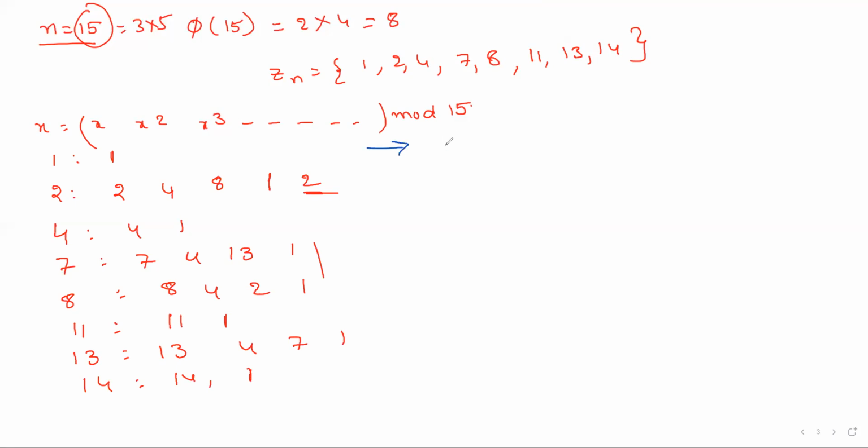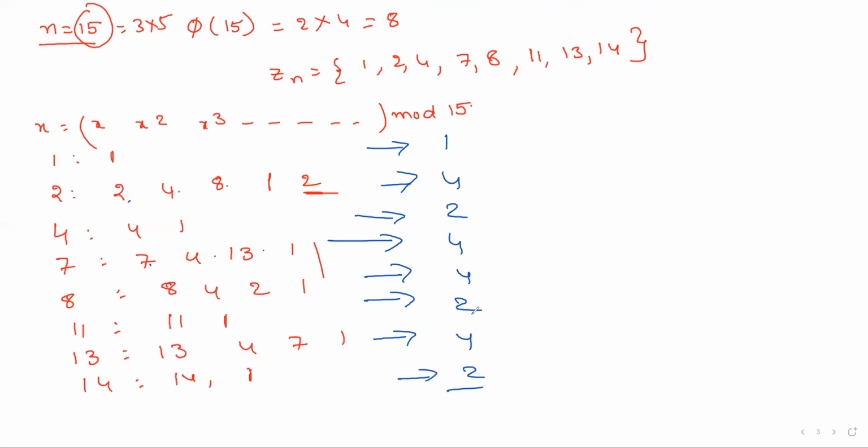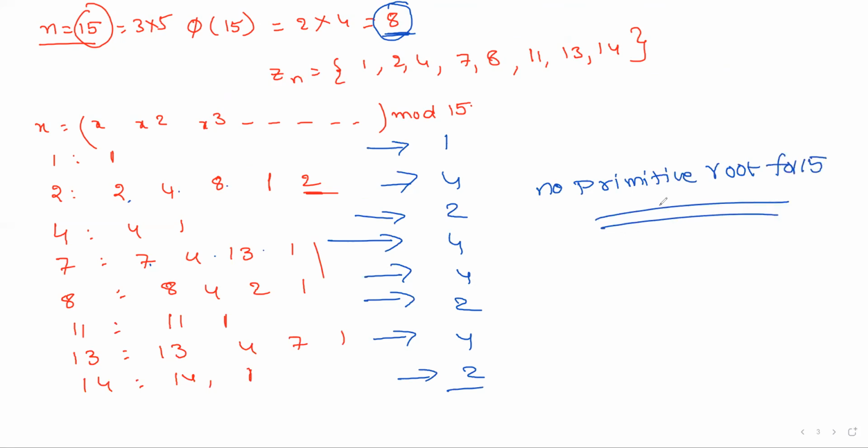Now what is the order? The order is 1. Order is 1, 2, 3, 4. Only distinct element order. The order is 2. This one 1, 2, 3, 4. This is 4. This is 2. This is 4. And this is 2. So there is no number in the entire series with the value 8. So what is the meaning of this one? There is no primitive root for 15. For 15, there is no primitive root. Okay. Thank you.